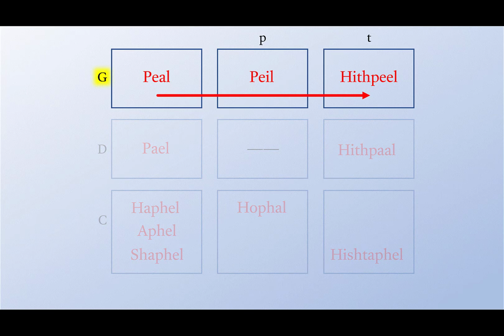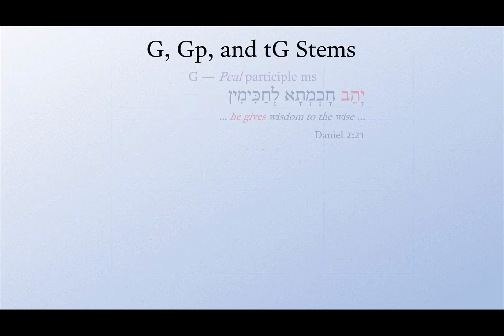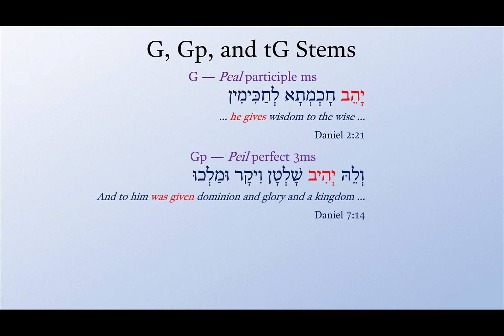Next, I want to talk across the row. Okay, so this is an example. G, GP, and TG. So G, all participle masculine singular. He gives wisdom to the wise. Versus, and to him was given. So you see that meaning difference? This is for the yod, hey, bait verb root. To him was given dominion and glory and a kingdom.